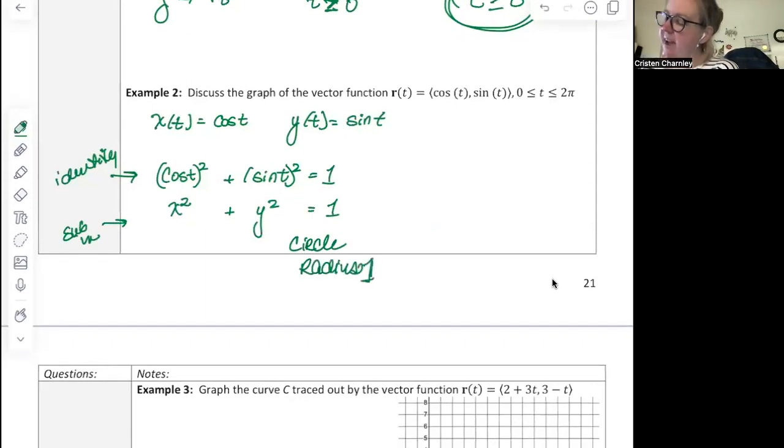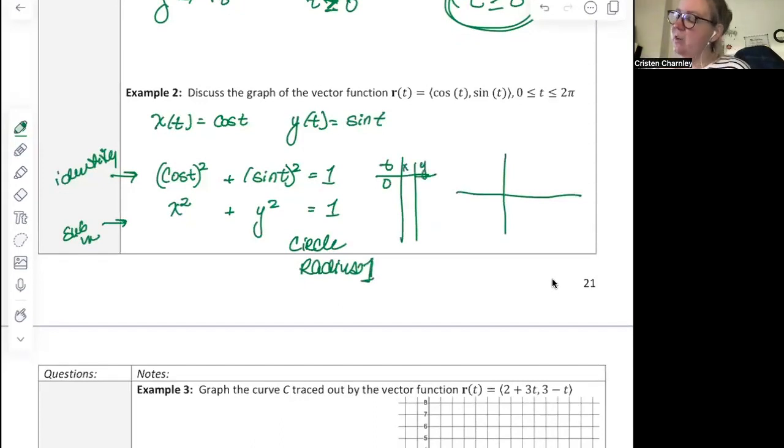So discuss the graph of the vector function. All right. So just like with parametric equations, we can start with a little table that might be helpful. So when t is equal to 0, our x component and our y component. Well, your x component is going to be the cosine of 0, which is 1, and your y component is going to be the sine of 0, which is 0. So our first point happens over here at 1, 0.